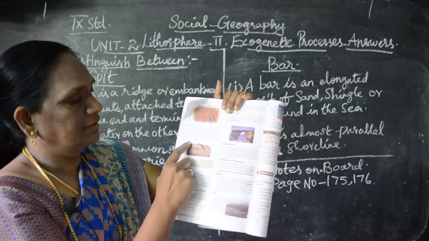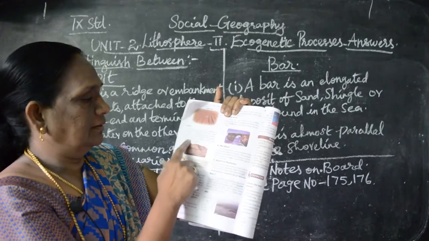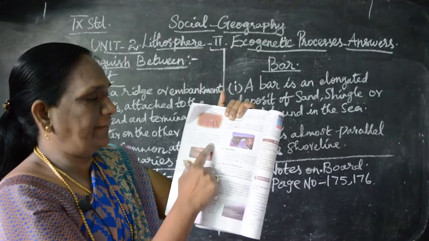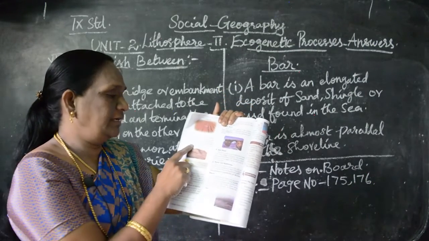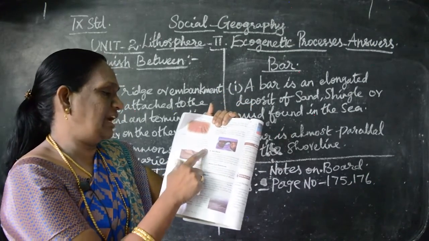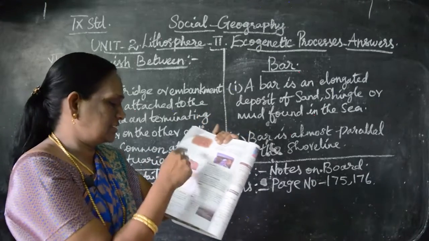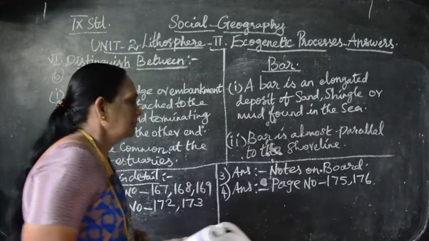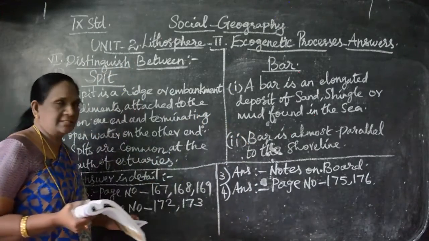Loess இருக்கு இங்கே: Argentina, China, the pampas of Argentina, in Ukraine and in the Mississippi Valley of the United States. Till this you have to write. So these are the detailed answers.